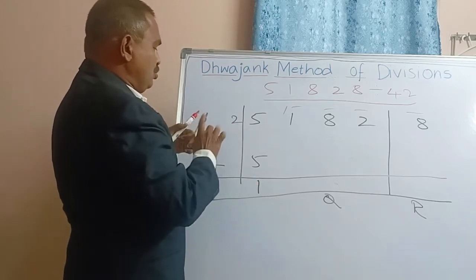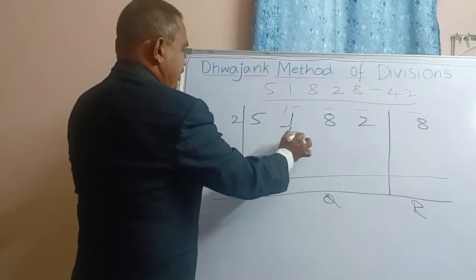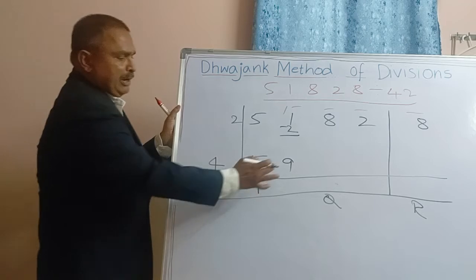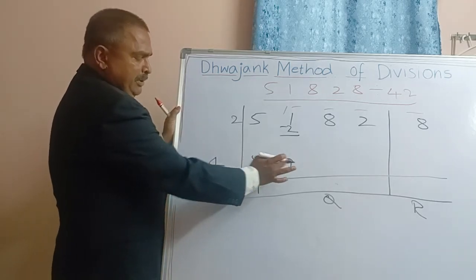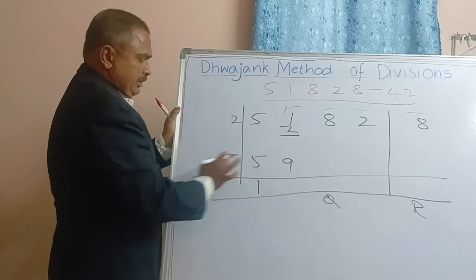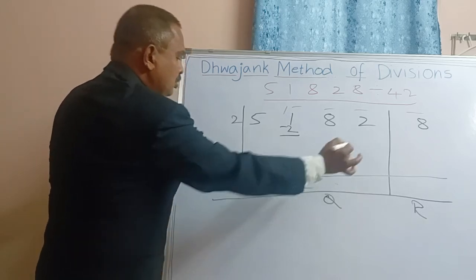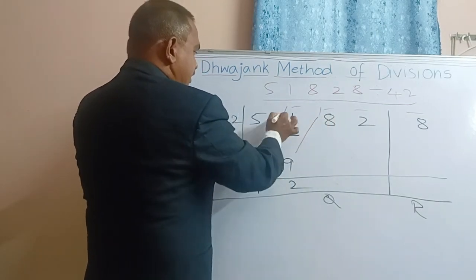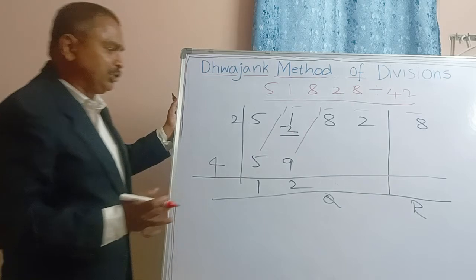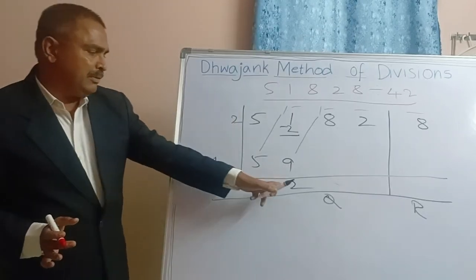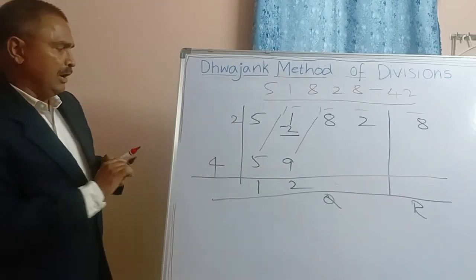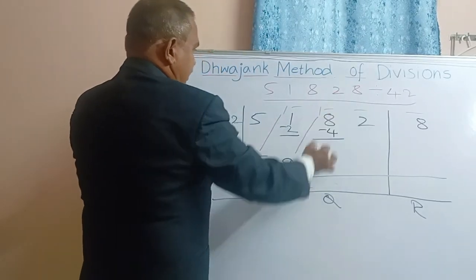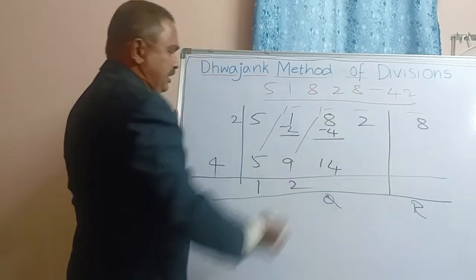1 into 2, 2. 11 minus 2, 9. Again, we got number on base number. When you get number on base number, divide with 4. 9 divided by 4, 2 times. What is the remainder? 1 is the remainder. Again, we got quotient. We have flag number. Multiply quotient with flag number and subtract from next part. 2 2s are 4. 18 minus 4 is 14.